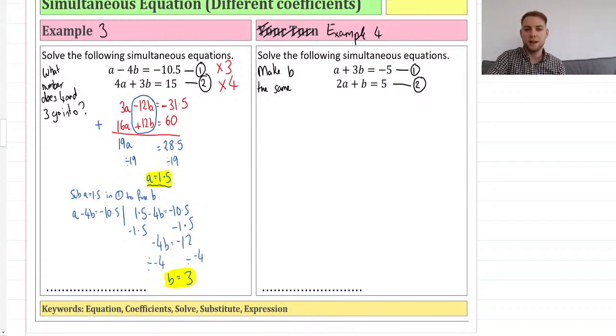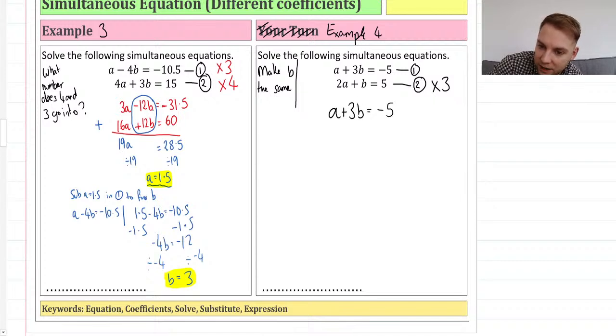Now the question you've got to ask yourself is, what do I need to times one of these equations by to make B the same? Well, you can see that the top one's 3B and the bottom one's just B. So if I times the bottom one by 3, I'll have the B's the same. So I need to keep the top one the same, which is A plus 3B is equal to negative 5.